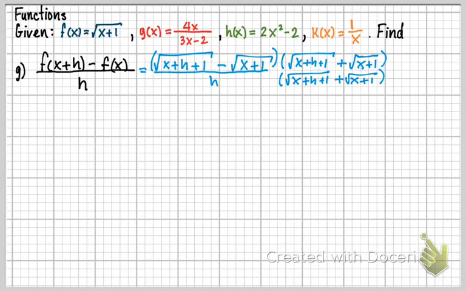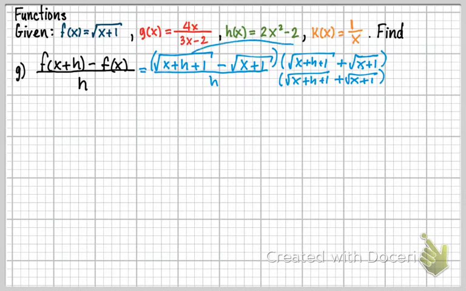So now I have this. I'm multiplying the top and the bottom by square root of x plus h plus 1 plus square root of x plus 1. And what's going to happen here is the big thing to notice is I picked a negative and a positive there. And you'll see why I did that in a minute. So I'm going to multiply this out. So this is going to be a FOIL on top.